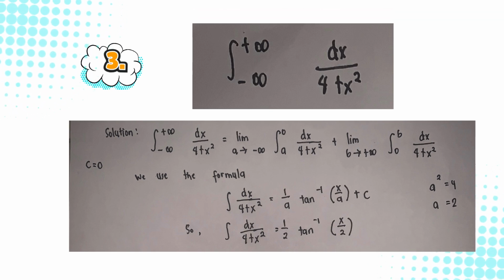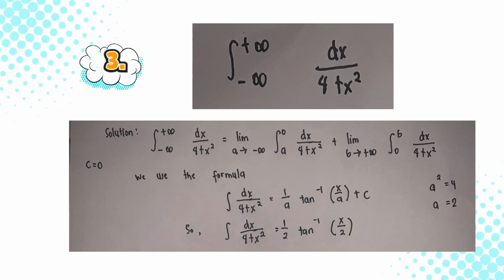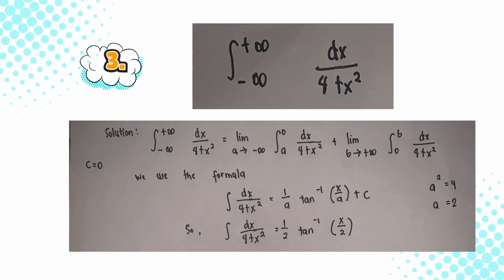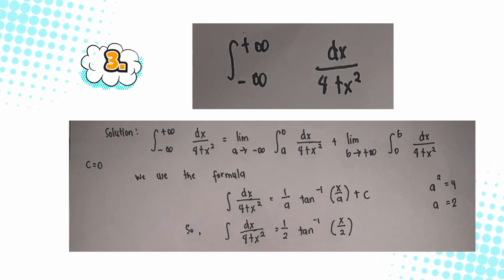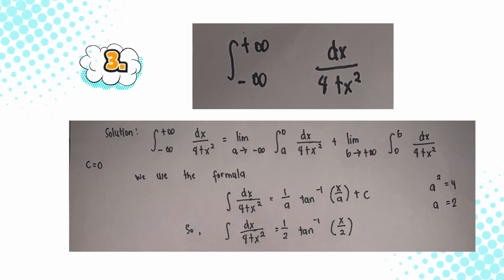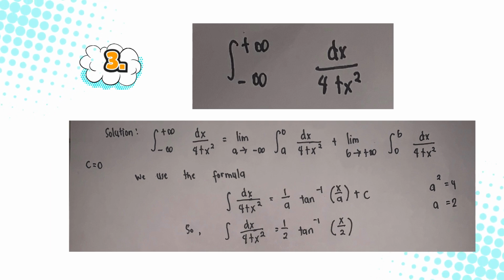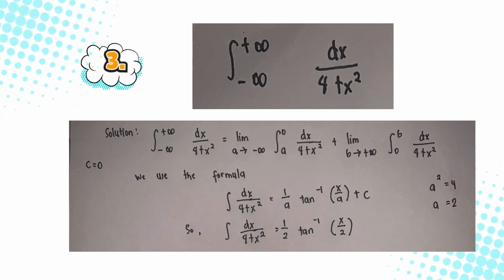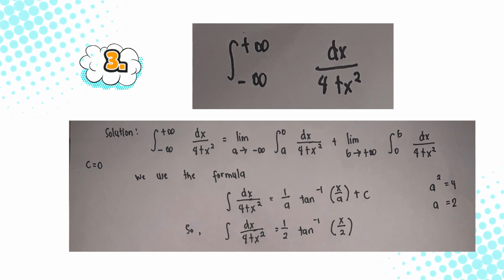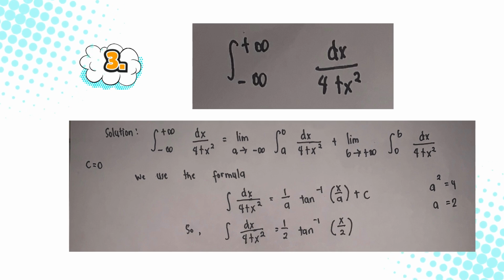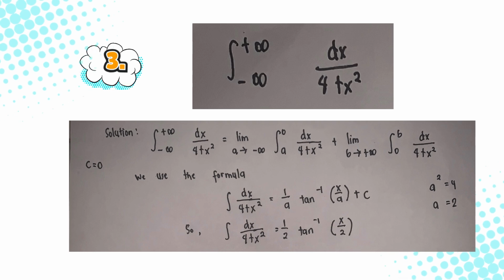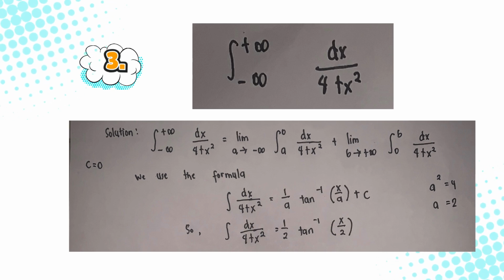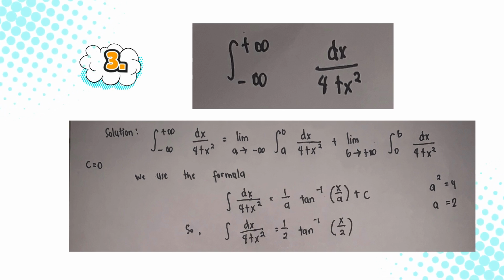So, the limit of the integral dx over 4 plus x squared from a to 0 as a approaches negative infinity, plus the limit of the integral dx over 4 plus x squared from 0 to b as b approaches positive infinity. We are going to use the formula: the integral of dx over a squared plus x squared equals 1 over a times the inverse tangent of x over a plus c.